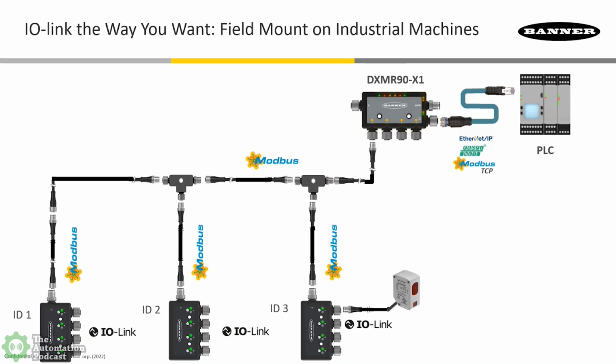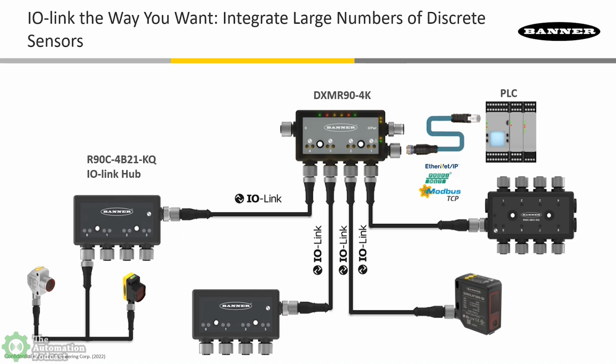This allows us to do some interesting things with IO-Link. Using the DXMR90-X1, you could tee in multiple IO-Link masters on one port and have a lot of IO-Link sensor data being sent to the PLC via EtherNet/IP, Modbus TCP, and PROFINET. So this is the one that we discussed in that last presentation. But we also have the DXMR90-4K, which is our IO-Link master that I talked about in this presentation.